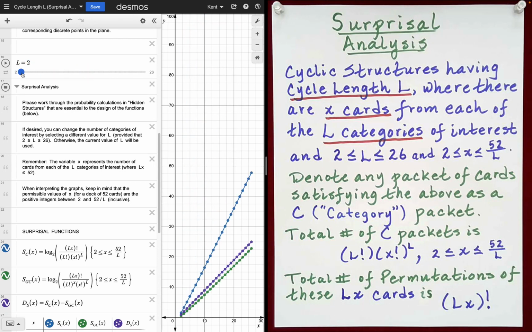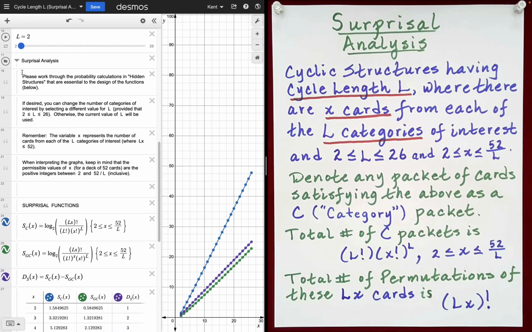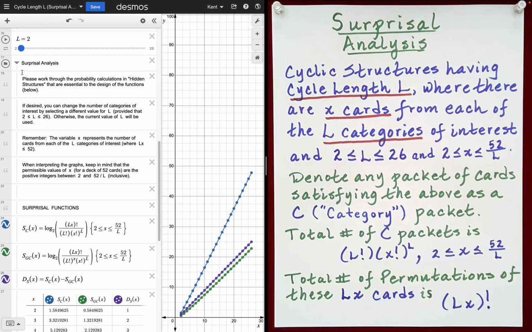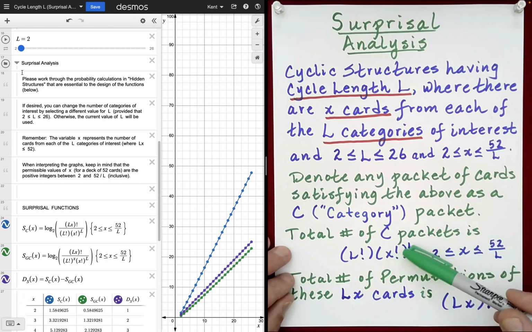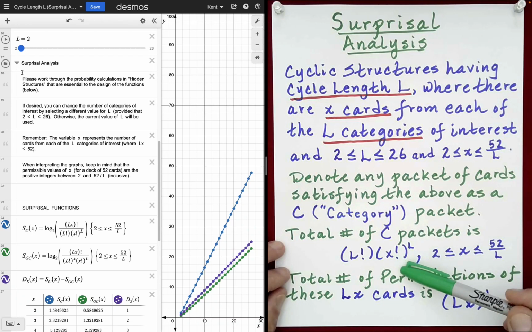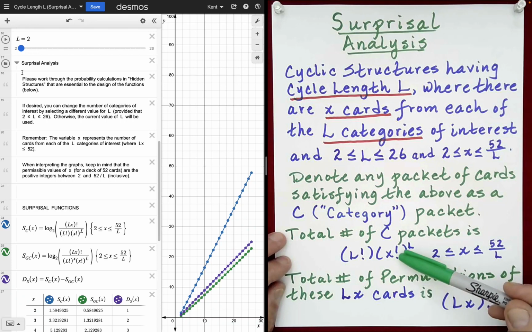Surprisal analysis. So here are the Surprisal functions. So let's take a moment and look at how these were constructed. And you'll see that the formulas involved are direct generalizations of the expressions that we found within the first 3 videos dedicated to the Gilbreath principle in finding Surprisal values for such performances.